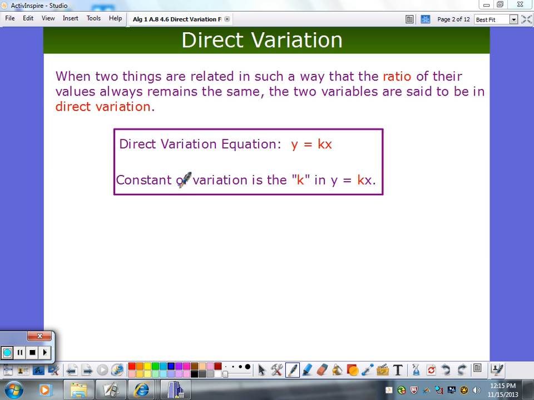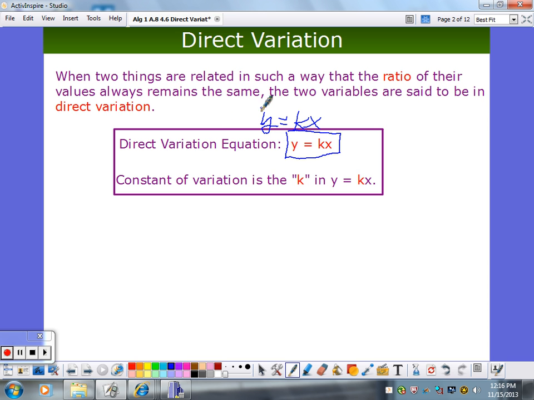When two things are related in such a way that the ratio of their values always remains the same, two variables are said to be in direct variation. We'll take a look at an example of this. These are important things to know. y equals kx is our model for what a direct variation looks like.